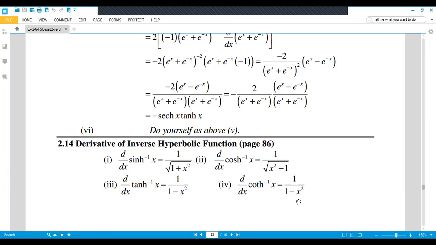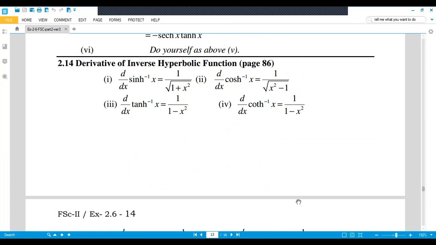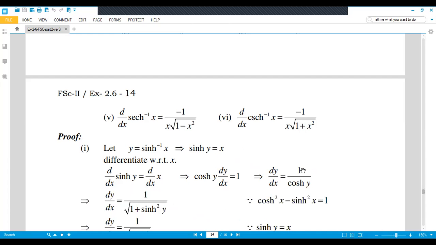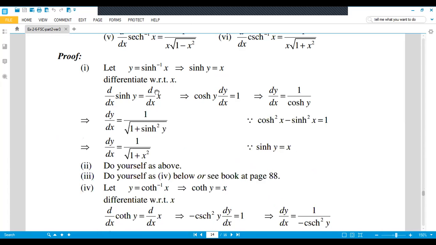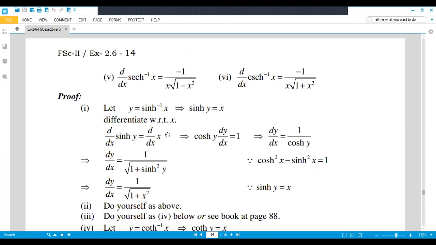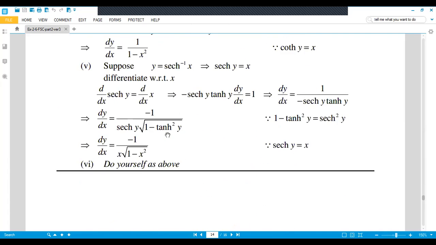Cotangent is minus 1 over 1 minus x square. Here the cotangent value is written wrong. And secant hyperbolic inverse function is minus 1 divided by x into under root 1 minus x square. And cosecant is minus 1 divided by x under root 1 plus x square. So the proofs of these are also given, so you can check it on page number 86 in your book and do these proofs.